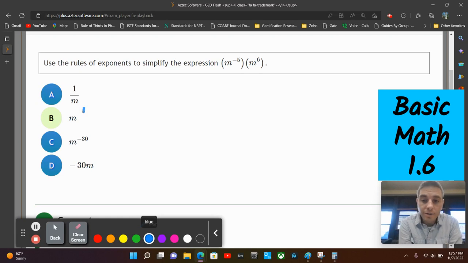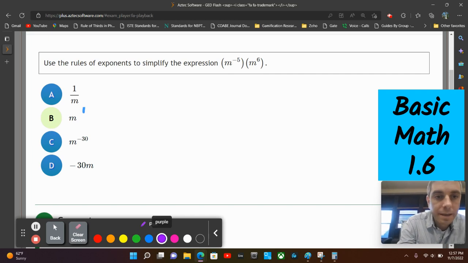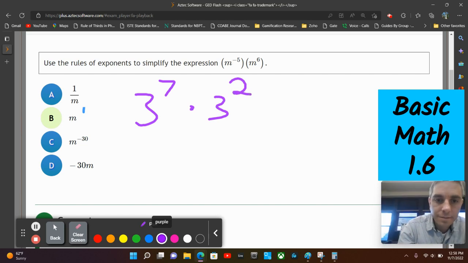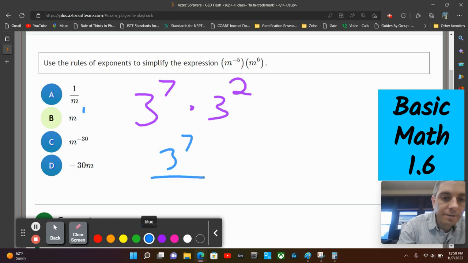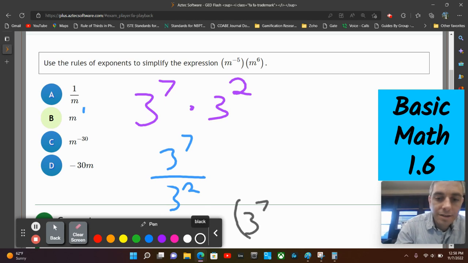Okay, so we just saw there how knowing the rules for exponents can help you answer this very quickly. So I want to demonstrate the 3 exponent rules that you're going to need to know for the GED test, and I'm going to demonstrate them using actual numbers instead of letters. So I'm going to do, let's say, 3 to the 7th power times 3 to the 2nd power. Then I'm going to do 3 to the 7th power divided by 3 to the 2nd power. Then I'm going to do 3 to the 7th power raised to the 2nd power, like that.